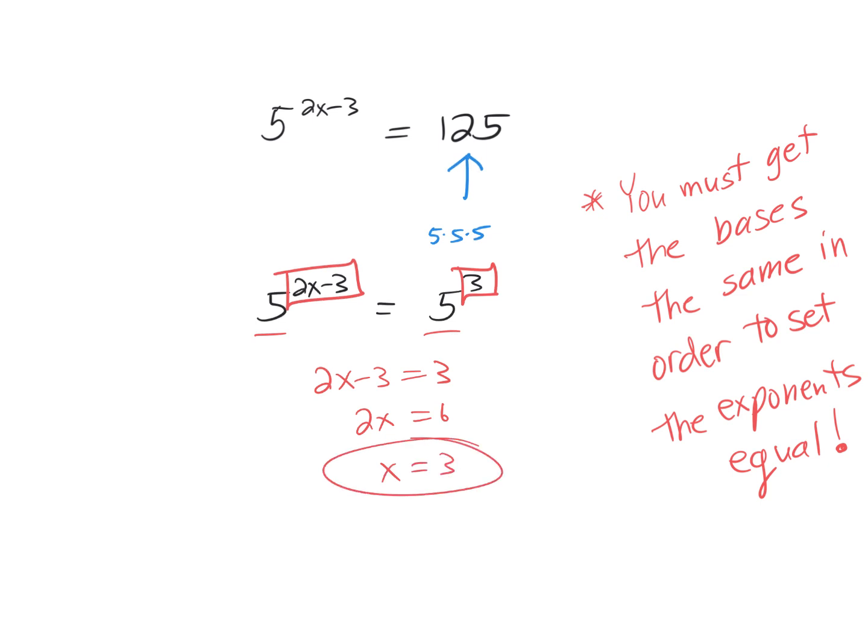Let's do a quick check. If I put 3 in here, 2 times 3 is 6. 6 minus 3 is 3, and 5 to the third is indeed 125. So the key to all of these problems is to get the bases to be the same.